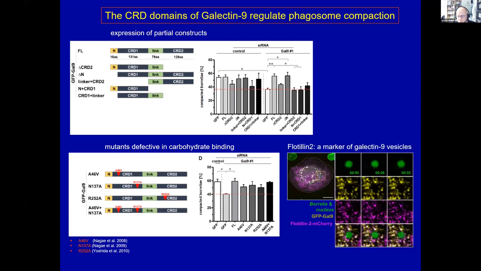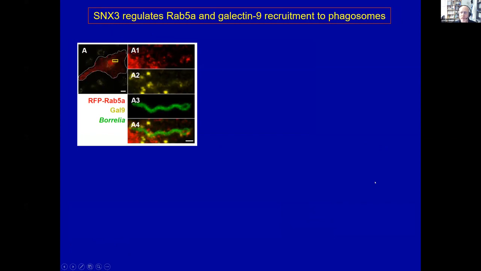So this is actually a certain point of full stop in the lab. However, we have really now looked at independent marker proteins for these vesicles, and we found that a protein called flotillin-2 is also very much enriched at these galectin-9 vesicles, which gives us a second independent marker to really look at these vesicles and what happens if we knock down galectin-9. And this is an ongoing project in the lab.